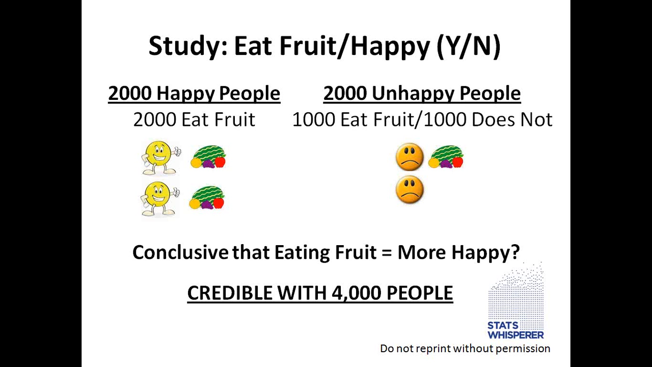So suppose instead of 4, I have 4,000. On the left, I have 2,000 people who are happy, and they all eat fruit. On the right, I have 2,000 unhappy people, and 50% eat fruit, and 50% don't. Well, then it's a little more credible, right? Because I have 100% of 2,000 people happy, but only half of 2,000 people happy, depending on eating that fruit.